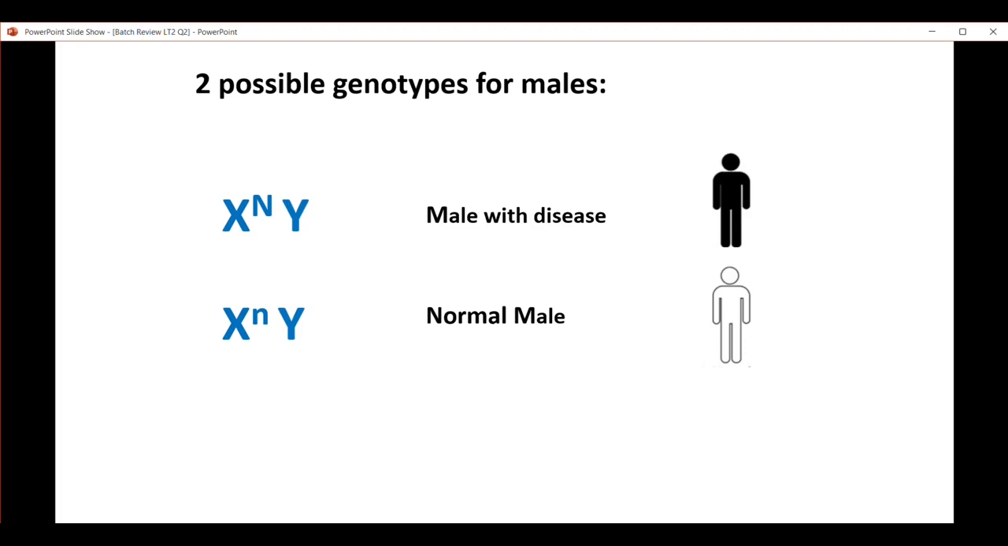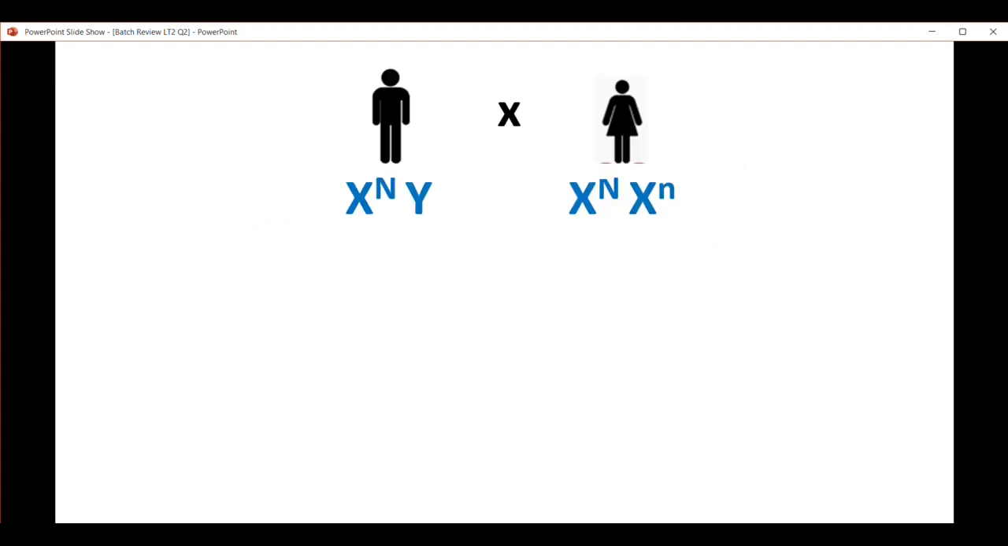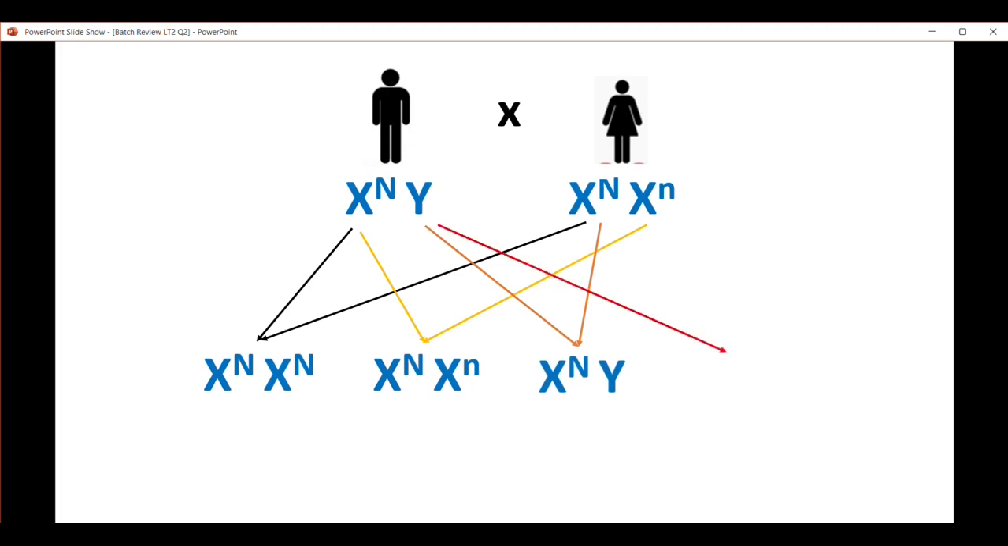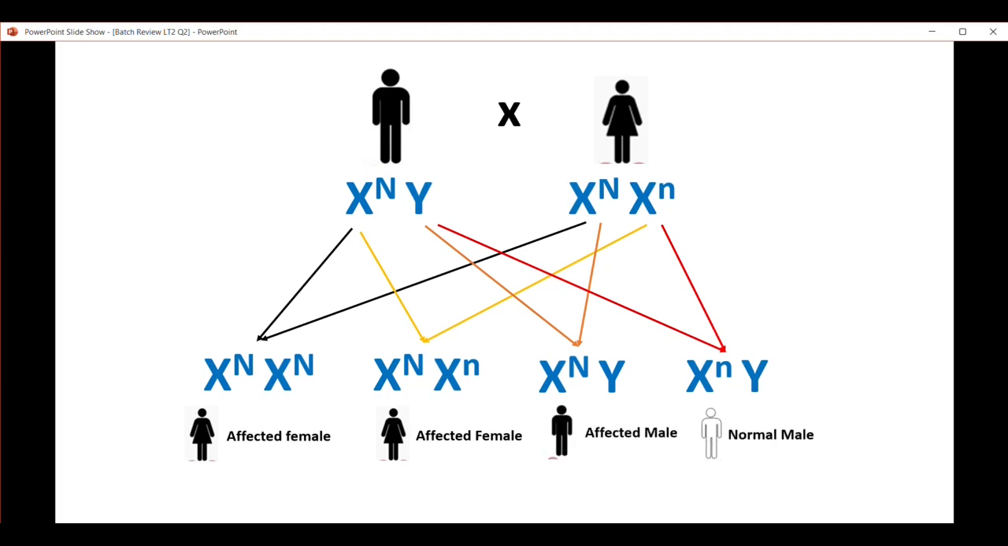Now let's look at the possible crosses in the children that can be produced. If you are a male that is affected, X big N Y, and then the female is a heterozygote, X big N X small n, what will be the percent of their children that will have the disease? So let's combine the first and the first. You have an X big N and X big N. First and second, X big N and X small n. The Y given by the male, X big N Y, and the Y given by the male and the X small n coming from the mom, X small n Y. So the first child is an affected female, second child is an affected female, the third is an affected male, and the last one is a normal male.